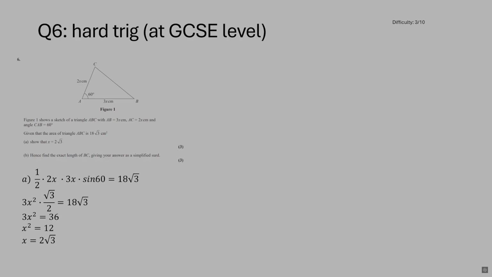After this, we're going to part B, literally just use cosine rule, substitute the x values in, and just find the answer. The calculator does all the work here. You know what x is already, so yeah.